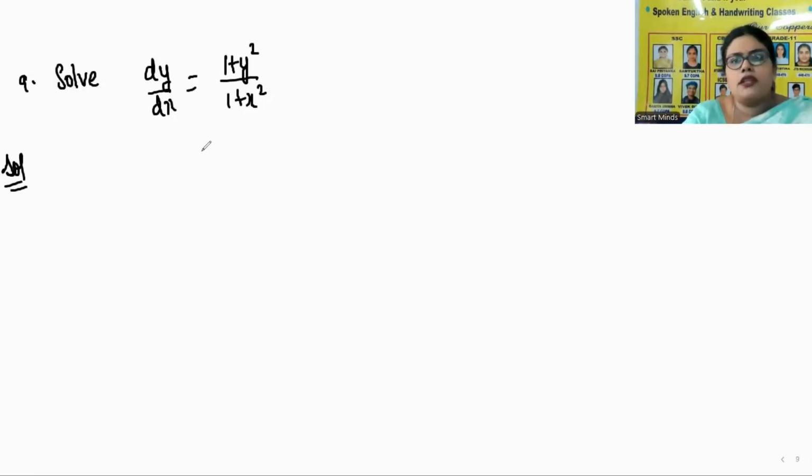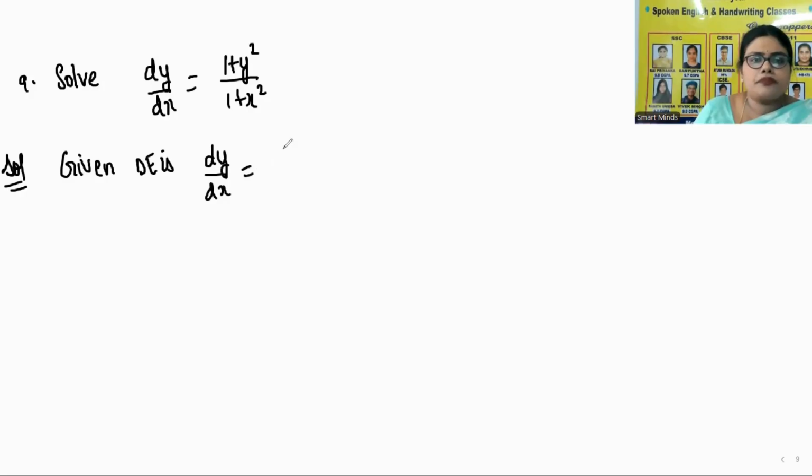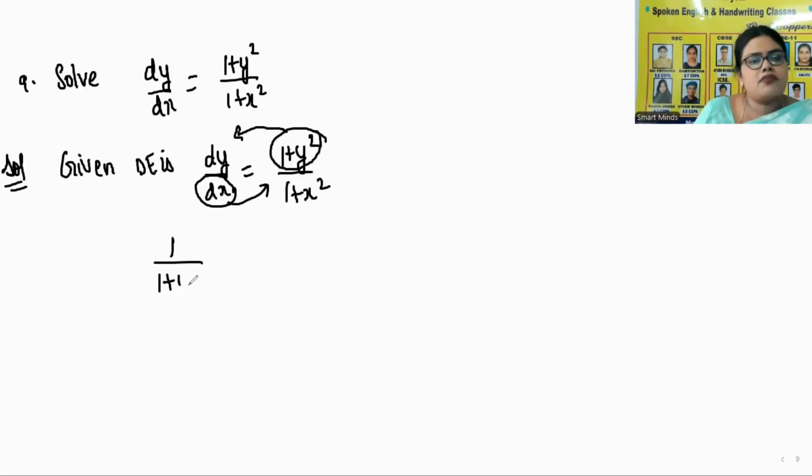Take this question. This is the last VSAQ. Solve dy by dx equals to 1 plus y square by 1 plus x square. So first let us write down given differential equation. It is dy by dx is equal to 1 plus y square by 1 plus x square. So I'm taking this dx here and this 1 plus y square here. So 1 plus y square, if I take this side, it will become 1 by 1 plus y square dy. And this is 1 by 1 plus x square dx.